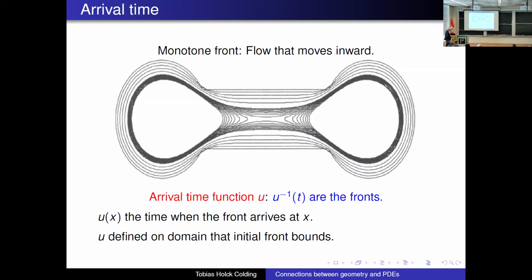And so this is what's called the arrival time function. Because it's moving monotonically inwards, you're looking at a point in the domain, and the value of the function u is the time that the front arrives at that point. That's called the arrival time function. The arrival time function is defined on the domain that the initial front is bounding.